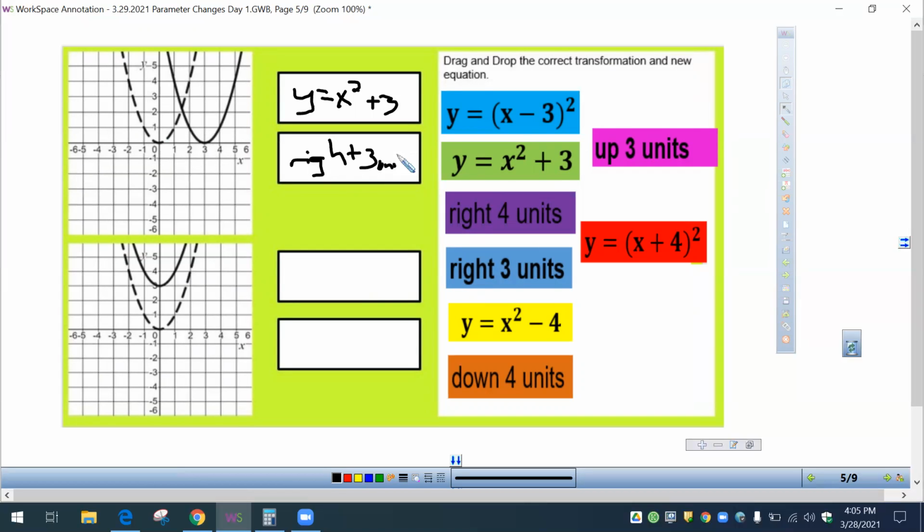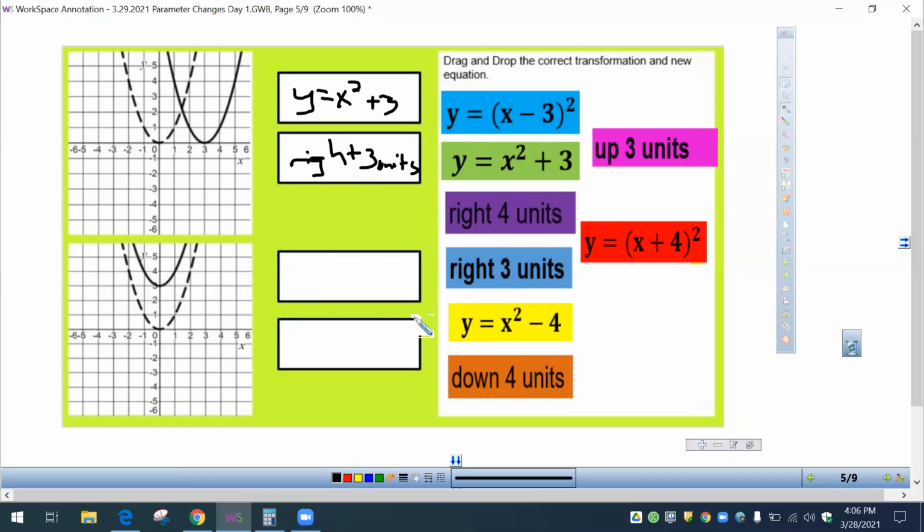Again, like we've been doing all this year, graph one of these, see which one looks like the change, and what happens. Here, you're going to see which one looks like this. It's going to be one of the ones that's left over. Then tell me what happened. You can tell what happened from the parent function at 0, 0. It looks like it went up 3. So you can look at 0, 0 and see what happened.